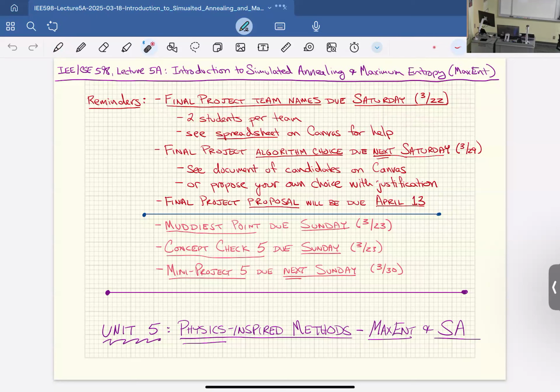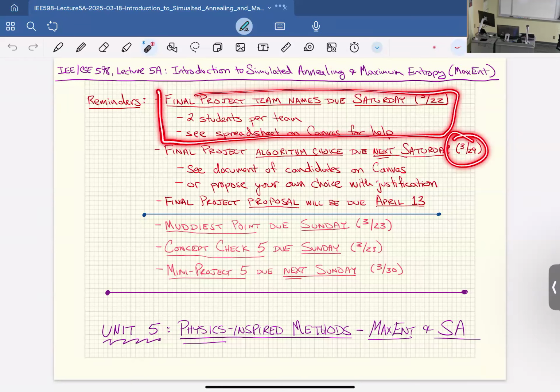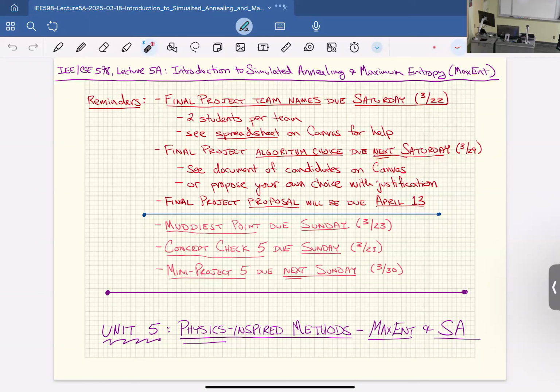If you're having trouble finding a teammate, I posted a spreadsheet on Canvas that you can use as a clearinghouse for who's looking for a teammate, since there's only two. And then once you form that team, a week later, these are due on Saturday. There's a little bit of flexibility there if they don't end up coming in, but I'll be having a look. As these come in, I'll form groups on Canvas. So this will be the first group assignment.